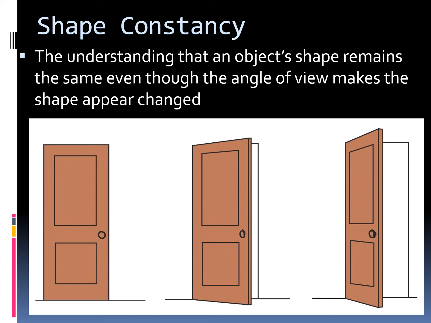So once again, you'll have to take at least two pictures of the same object from two different angles. Obviously, you could do a door, people do books, all kinds of different things you can do, just to show that it might look different. It's a different shape, but yet we know it's still the same shape. It hasn't necessarily changed.